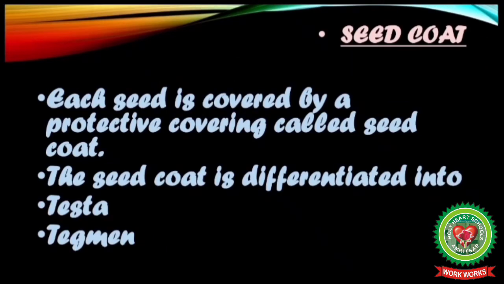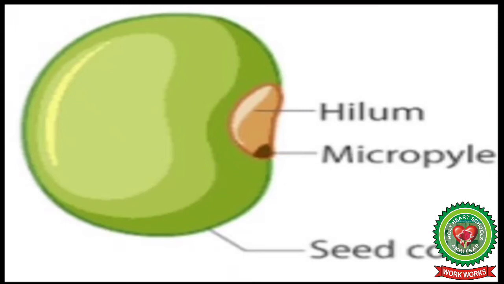Each seed is covered by a protective covering called the seed coat. The seed coat is differentiated into an outer tough protective testa and an inner thin layer called tegmen. So, the testa protects the seed from bacteria, fungi, and insects.